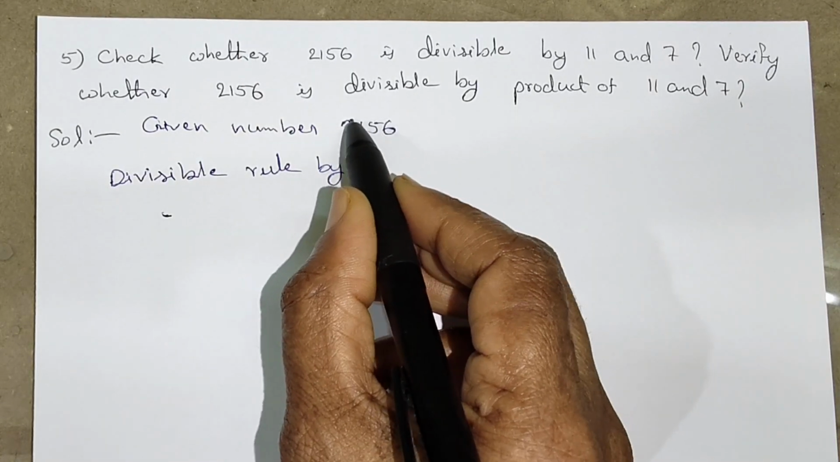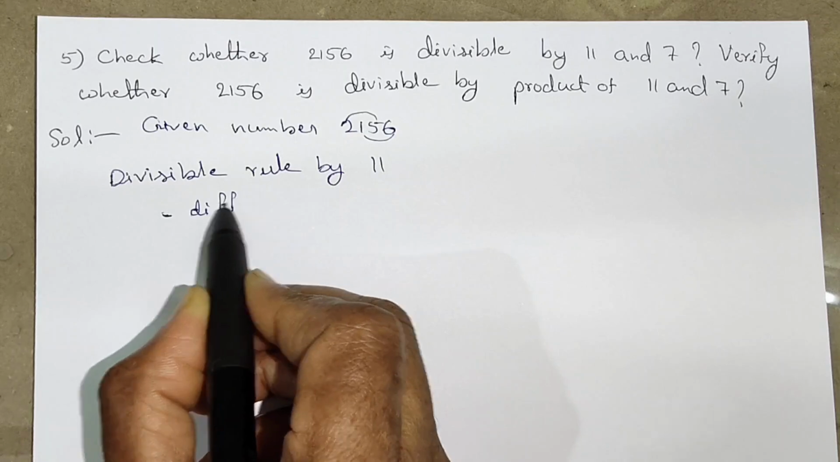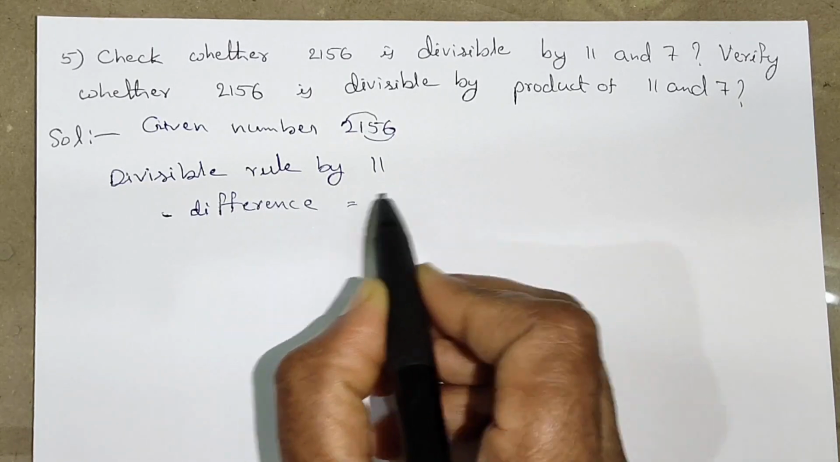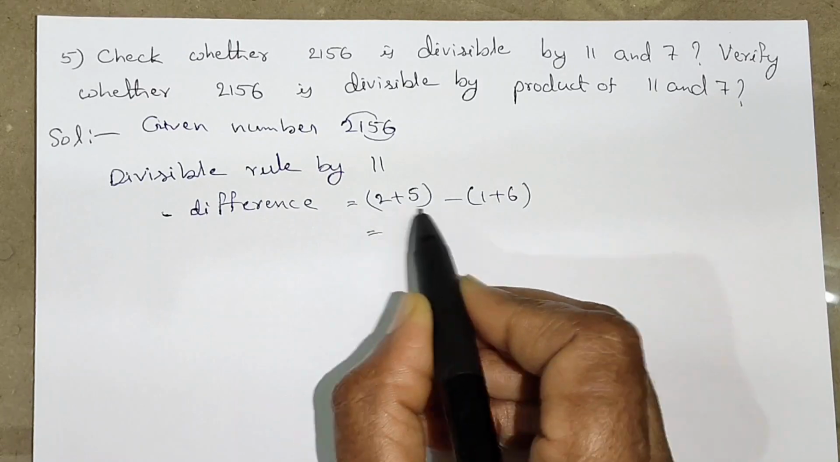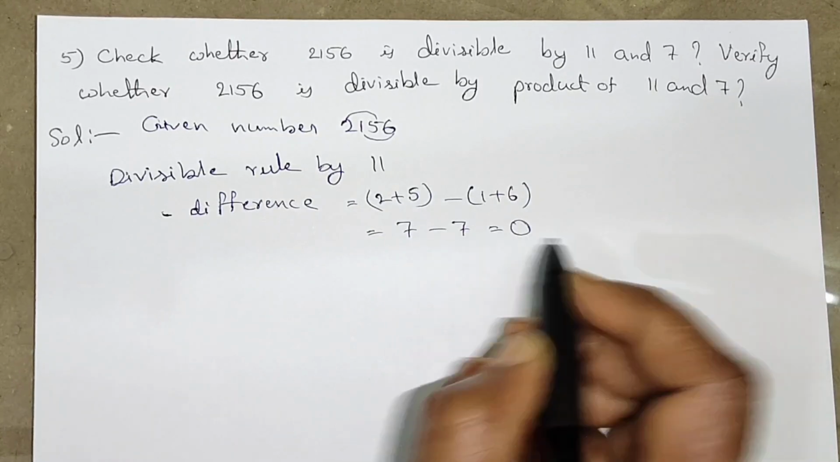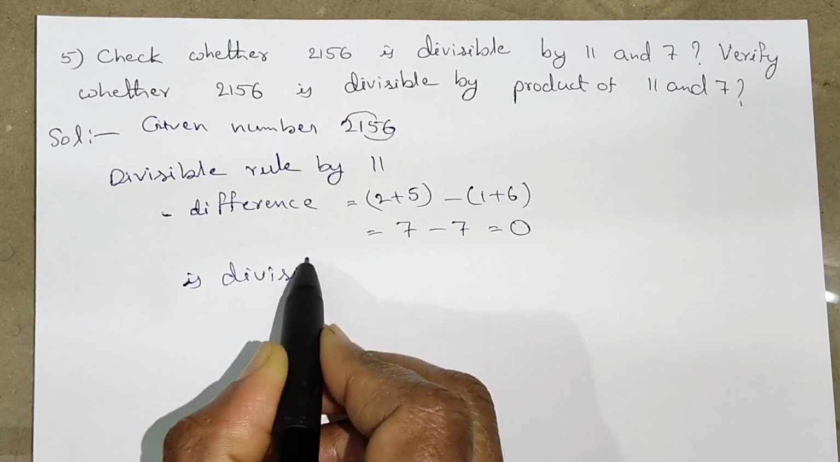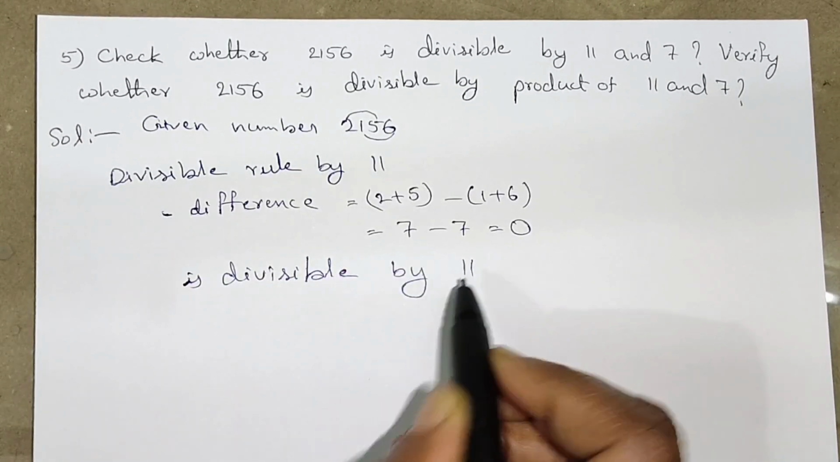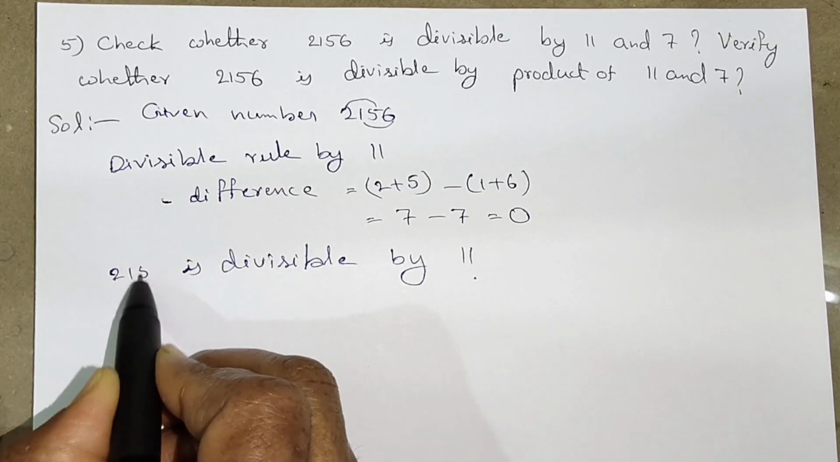So here, odd places and even places. The difference equals 2 plus 5 minus 1 plus 6. So here 7 minus 7 equals 0. So it is divisible by 11. Here 0 is there, so it is divisible by 11. So it means 2156 is divisible by 11.